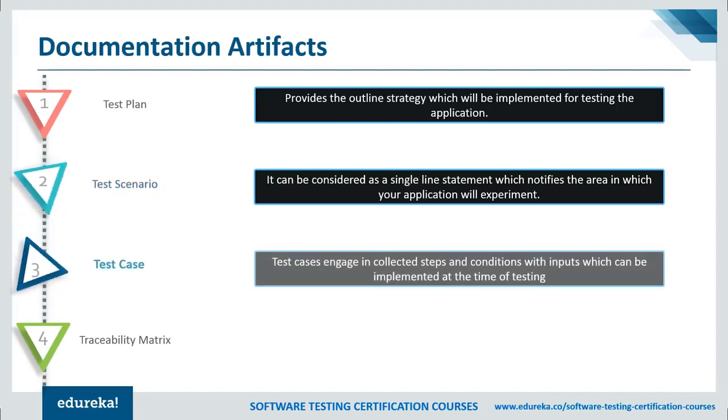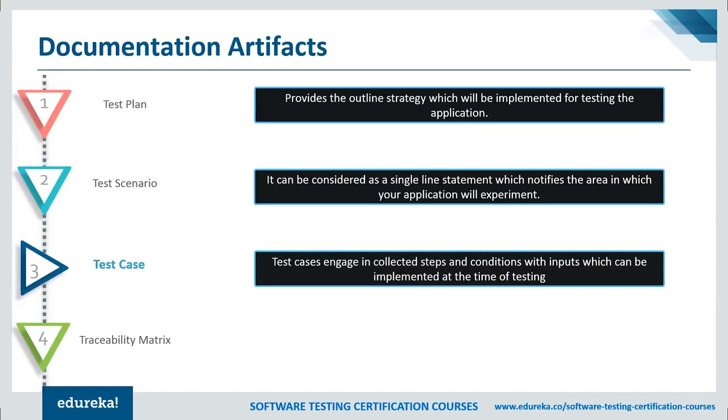Next is test case. Test cases engage in collected step and conditions with inputs which can be implemented at the time of testing. This activity focuses on making sure whether a product went through a set of tests or fails by any means, such as functionality or other aspects. Many types of test cases are being checked during testing, like functional test cases, negative error test cases, logical and physical test cases, and user interface test cases as well.